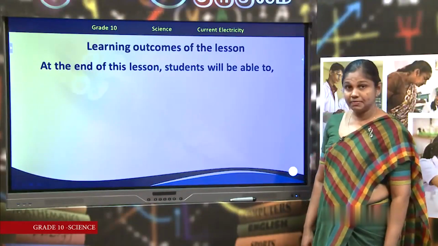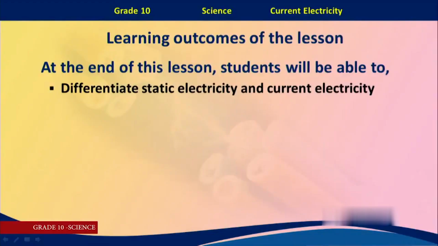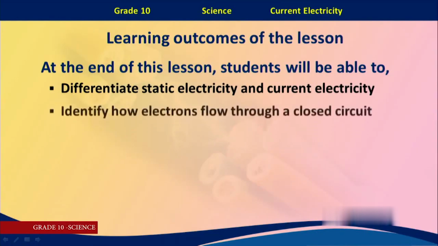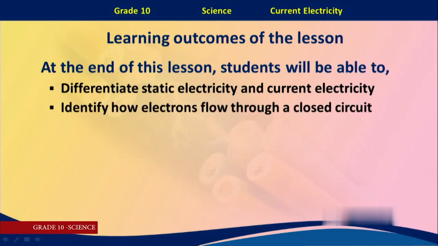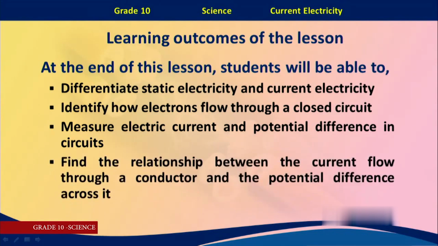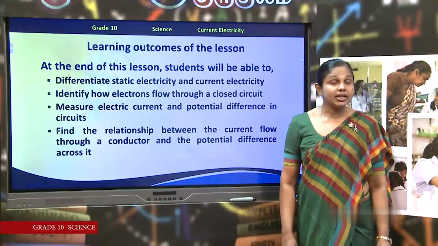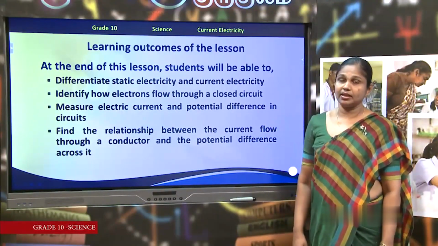Children, at the end of this lesson, you will be able to differentiate static electricity and current electricity, identify how electrons flow through a closed circuit, measure electric current and potential difference in circuits, find the relationship between the current flow through a conductor and the potential difference across it. These are the learning outcomes of the lesson today.